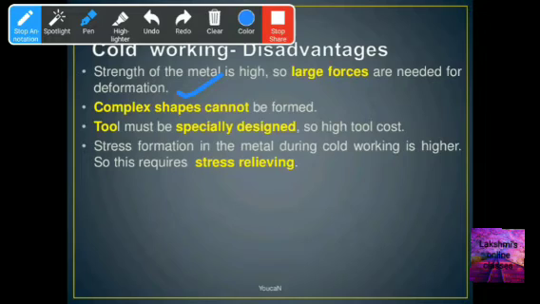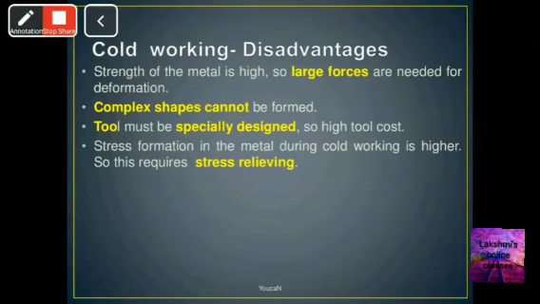So strength of the metal is high, so large forces are needed for deformation. Complex shapes cannot be formed in this cold working process. Tools must be specially designed, so cost is high, and stress formation in the metal during cold working is higher. So this requires stress relieving.